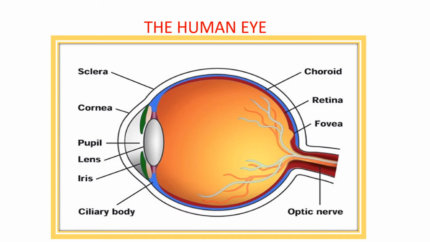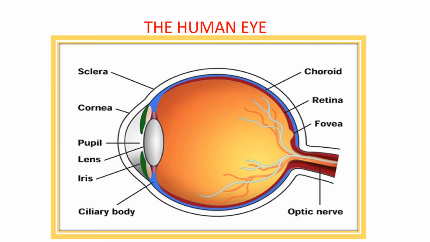Cornea. The sclera layer continues in the front of the eye as the cornea. This is a transparent white portion of the eye which covers the transparent bulge on the surface of the eyeball. It allows the light to enter in the eyeball.